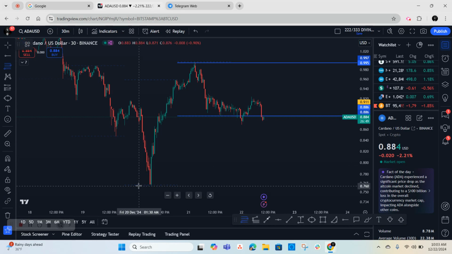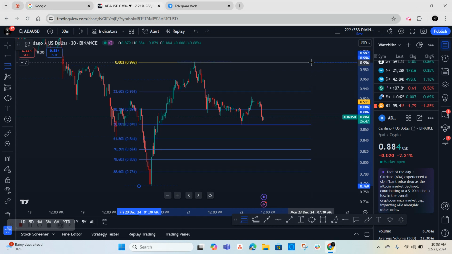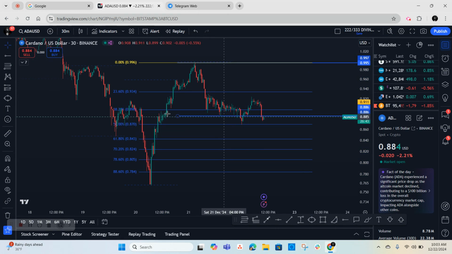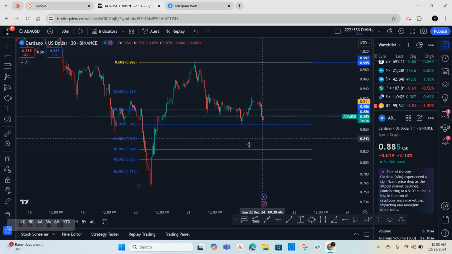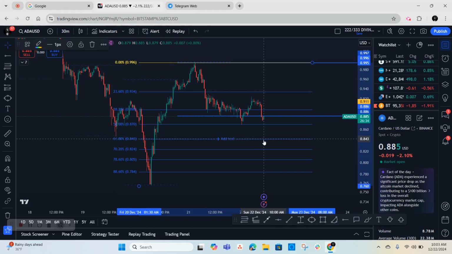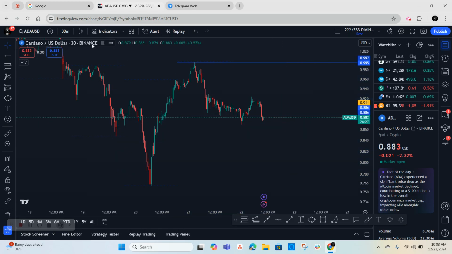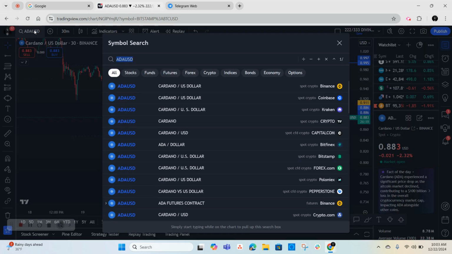We can measure. What would be the target? To the 50%. What happened? Came to the 50%. Next target, what are we looking at? 61%. The short to get there. Rinse and repeat. You measure the move from that low up to the high to where it's at. And then that'll be your targets. Clear as day, right?